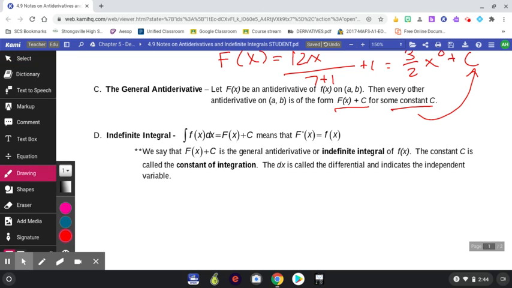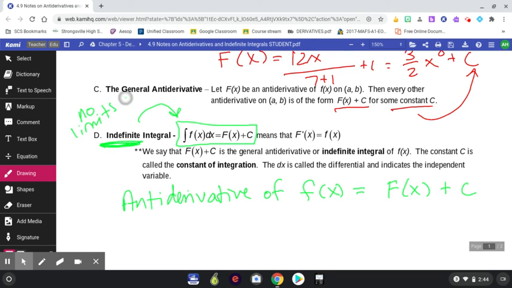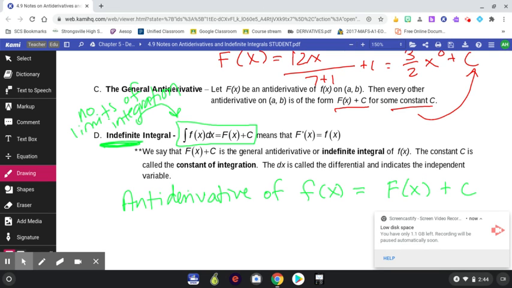All right, so indefinite integral, and that's what I had set up at the top. An indefinite integral looks like this, all right? If I find the antiderivative of little f of x, that's equal to capital F of x plus c. And notice that it's called indefinite because there are no limits of integration. So we've talked about a definite integral, and a definite integral has limits, a to b, whereas an indefinite integral does not.